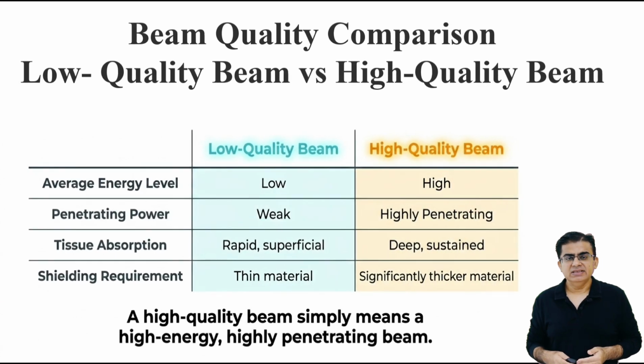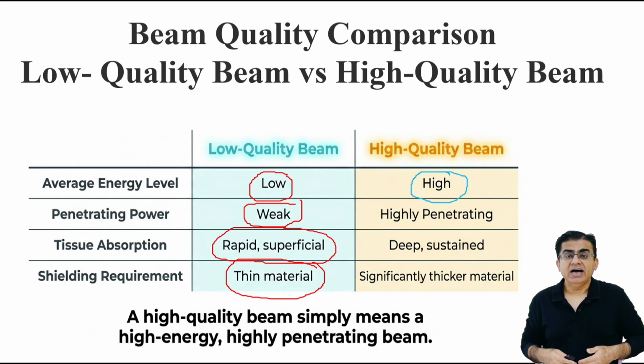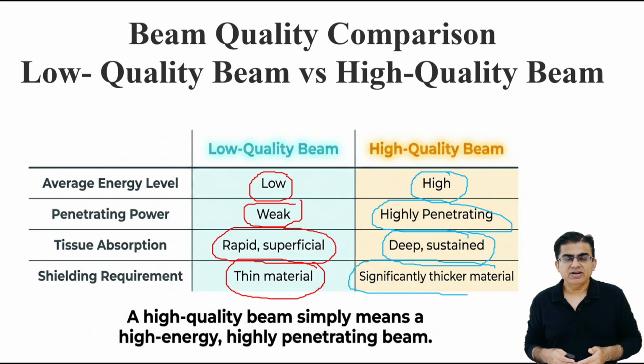Let us quickly summarize these differences between low quality beam and high quality beam. A low quality beam has a low average energy level. Its penetrating power is extremely weak. It is rapidly absorbed in the superficial tissues, and it requires only a thin material for shielding. A high quality beam has a high average energy. It is highly penetrating. It provides deep and sustained tissue absorption, and it strictly requires significantly thicker material for safe shielding.